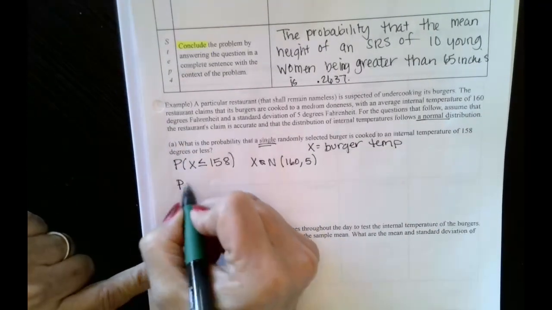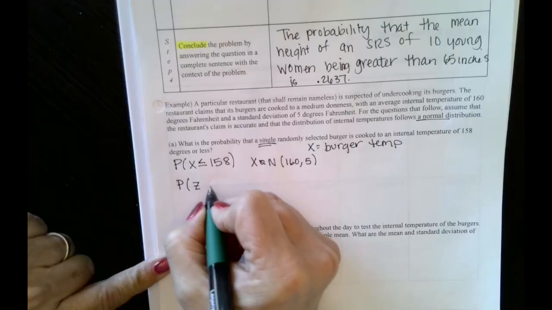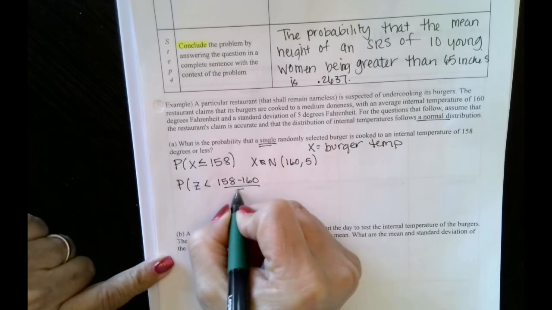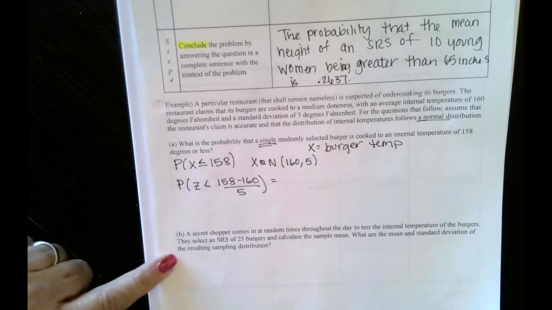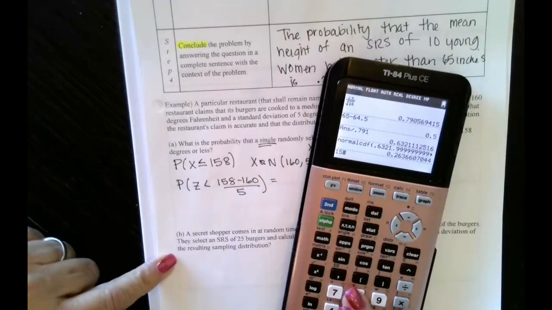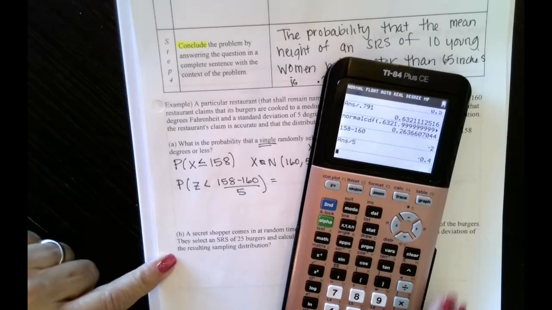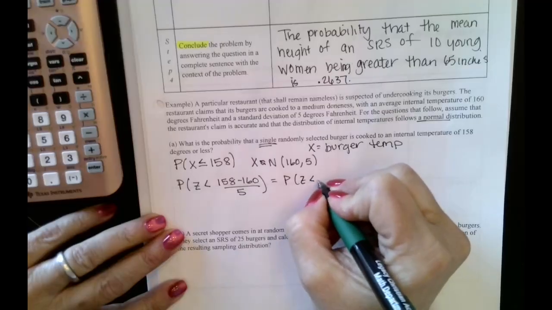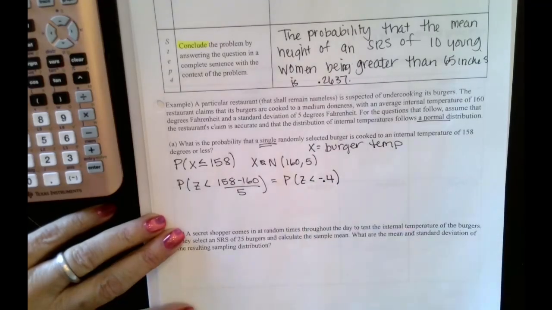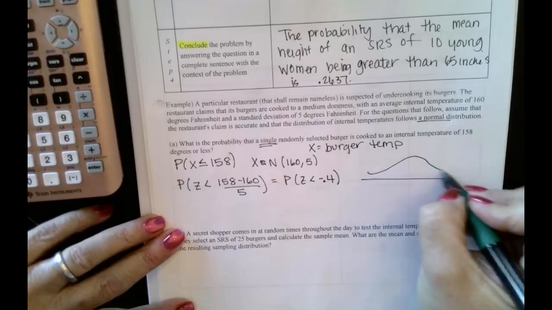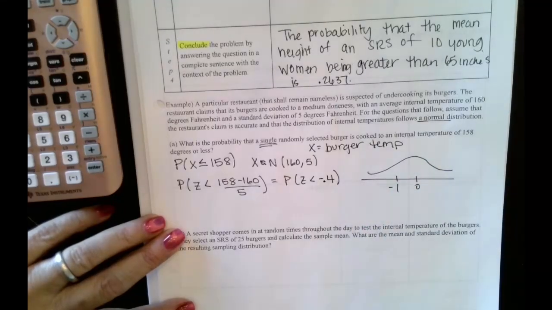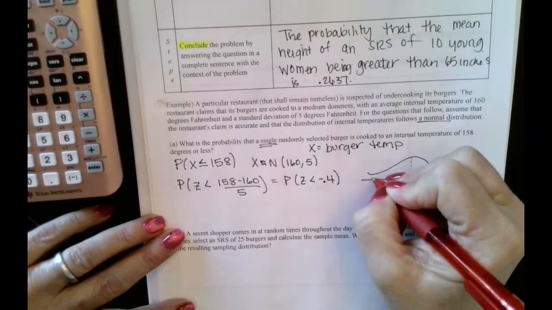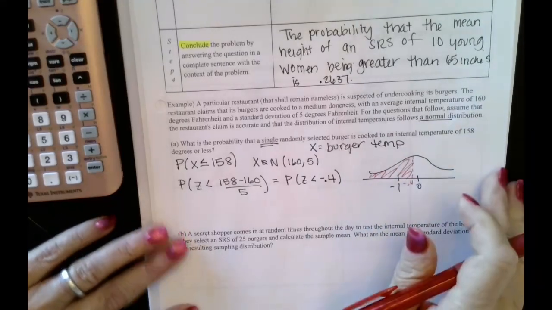So if I go to convert this to a z-score, z is going to be less than 158 minus 160, divided by 5. So if I plug this in my calculator, I get that z is less than negative 0.4. So here's my normal distribution, negative 1. Negative 0.4 is going to be right about here, and I want to know less than that. So is my burger undercooked?